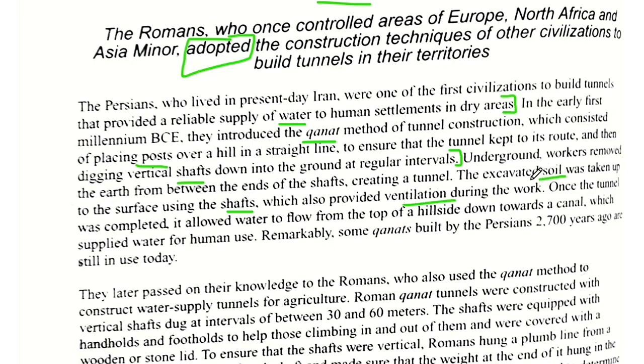Once the tunnel was completed, it allowed water to flow from the top of a hillside down towards a canal, which supplied water for human use. Remarkably, some canals built by the Persians 2000 years ago are still in use today.